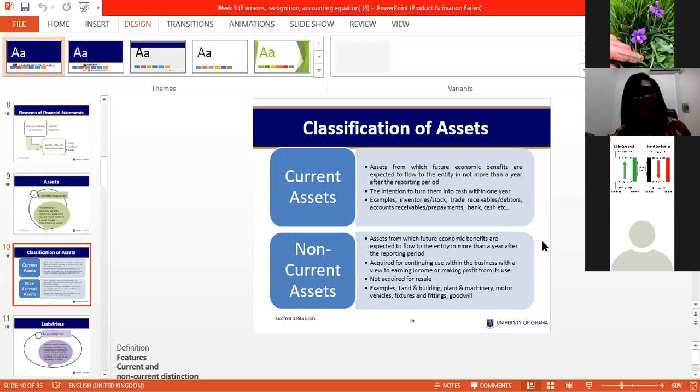Now be mindful of the different terminologies there, because sometimes the textbook you use may have alternative terminologies. So if you see inventories, it is the same as stock. If you see trade receivables, it is the same as debtors. So stock is just your ordinary course of business. What activity do you engage in?